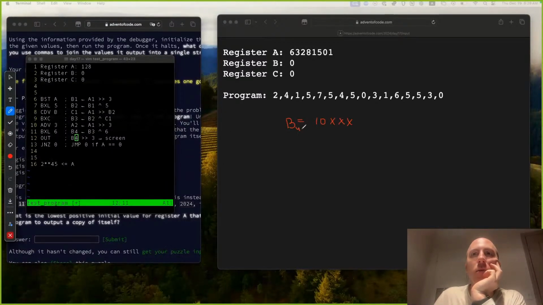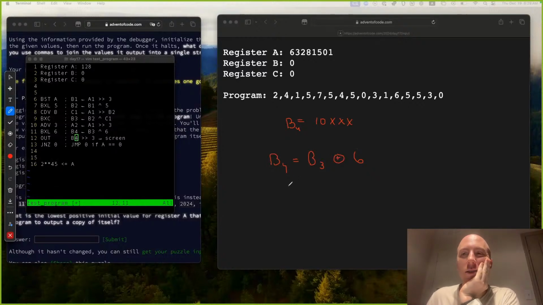You need it to be that B4 is equal to this. And so how do we get that? B4 is equal to B3 XORed with 6. So I wonder if we can even solve this algebraically. What if we said that x something like this is equal to B3 XORed with 6.